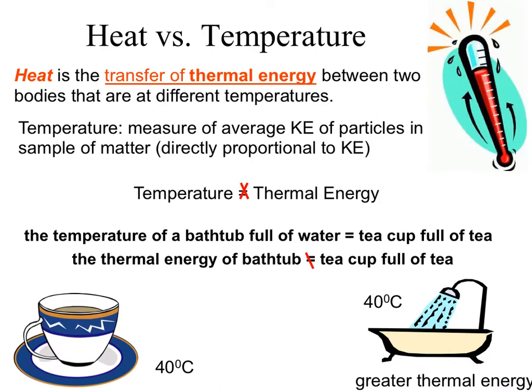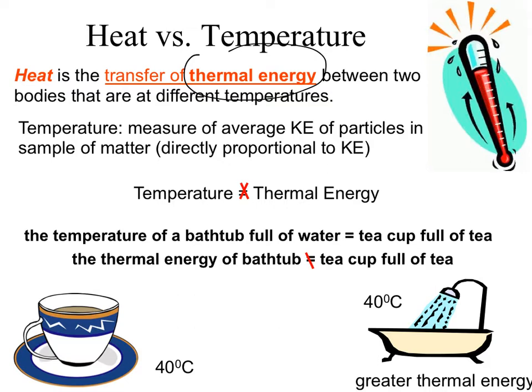So heat versus temperature. First of all, let's go ahead and define them. Heat is the transfer of thermal energy, right? So that's one of the energies that we talked about. Basically, transfer of thermal energy between two objects or two bodies, as we have here, at different temperatures. So we always go from high heat to lower heat, right? That's the natural flow of thermal energy.